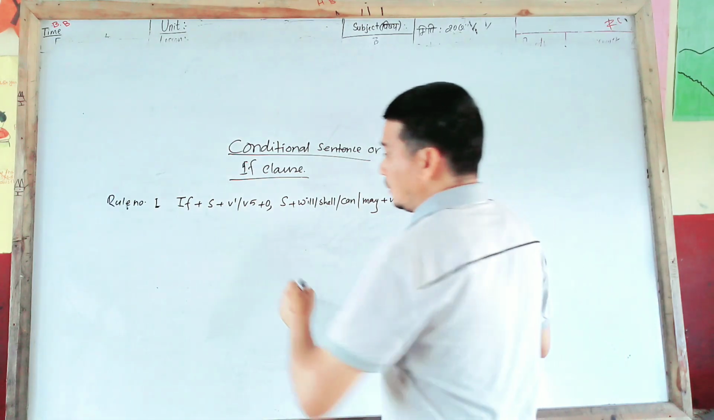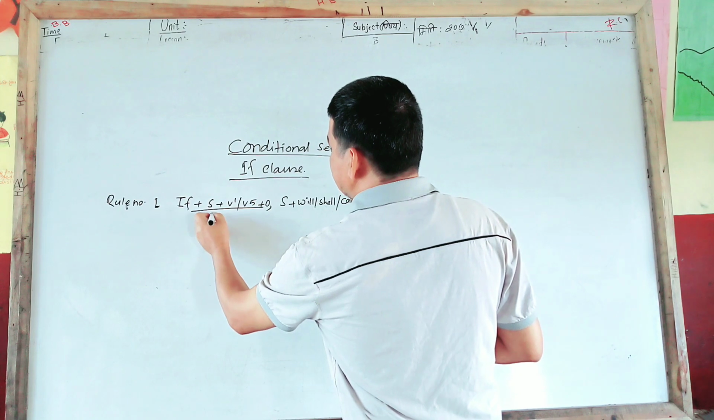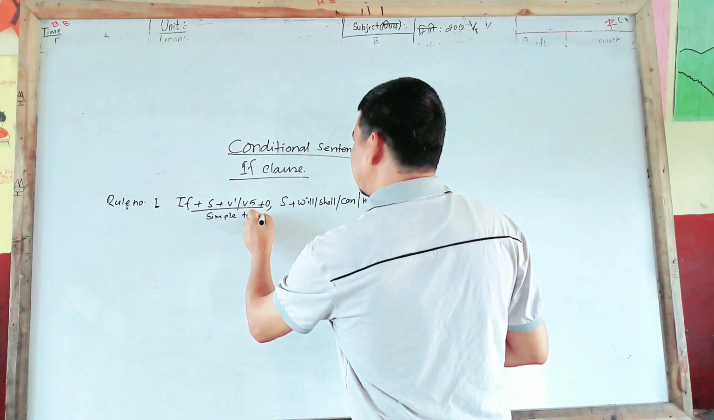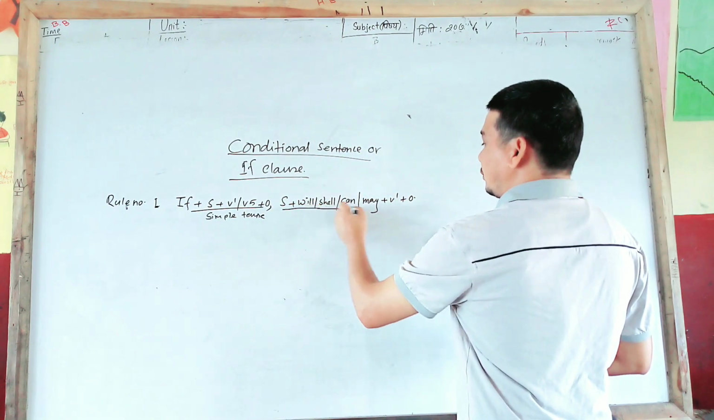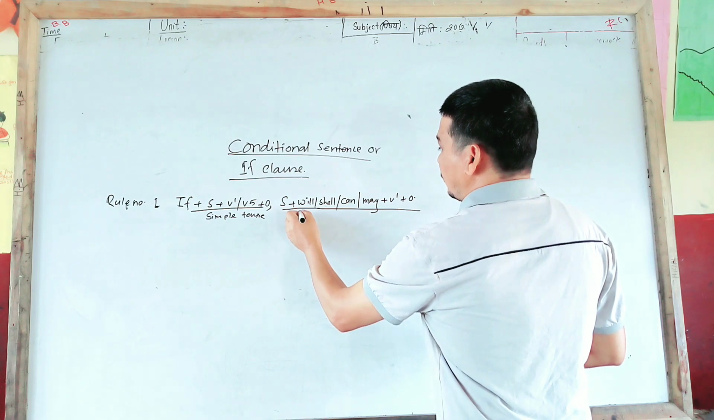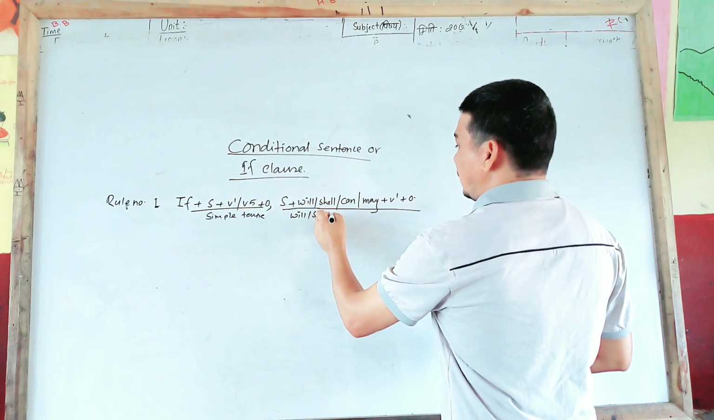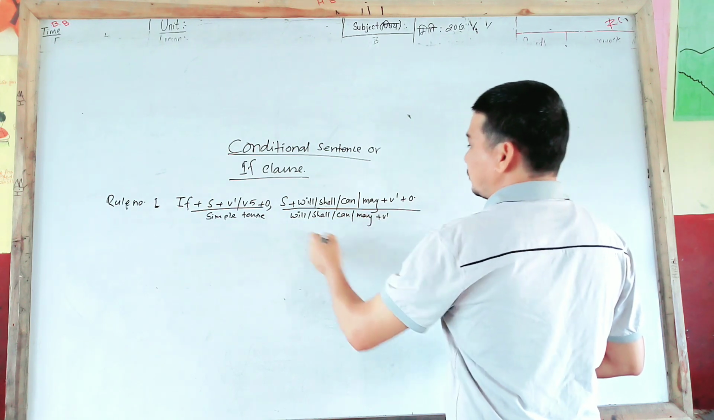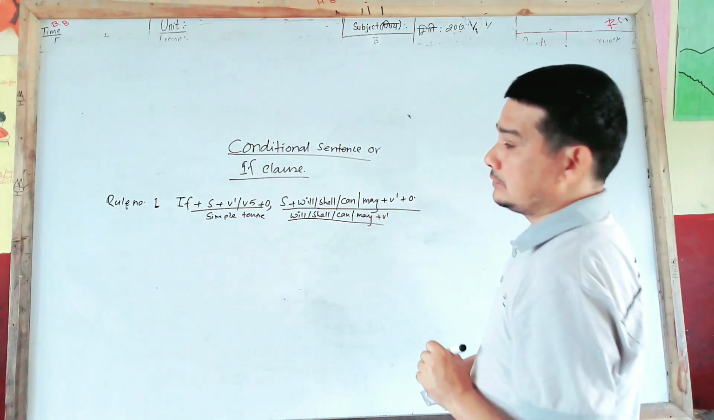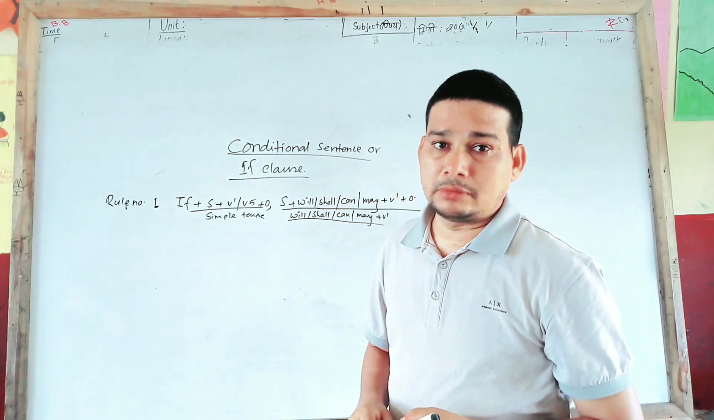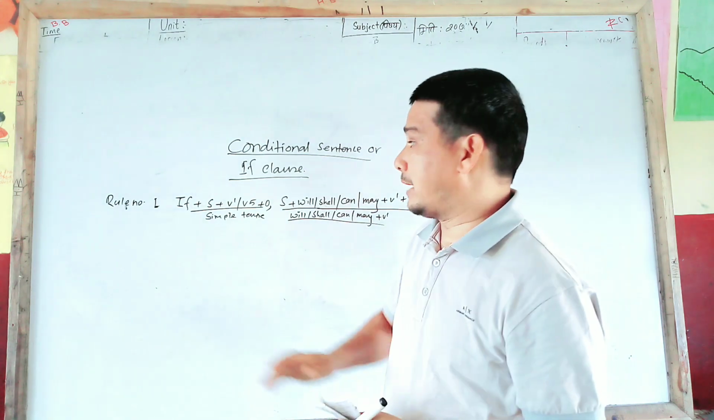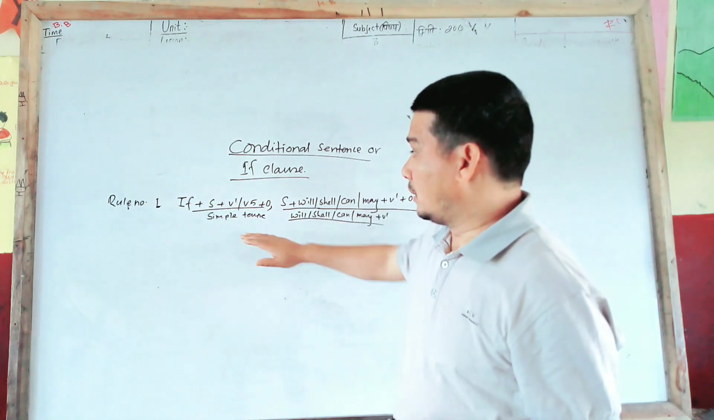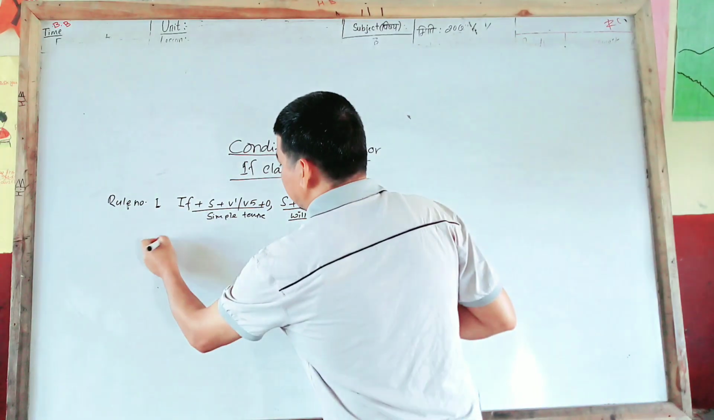So very simple. If our if clause is in simple present tense, then the main clause will be will, shall, can, may plus V1. So this is the general future prediction, but it's not 100% sure. If it again happens 100%, then we will go to the zero rule. Okay, so let's clarify it with some examples.